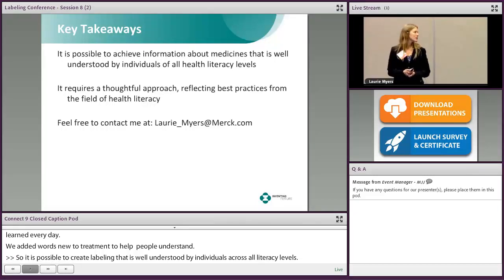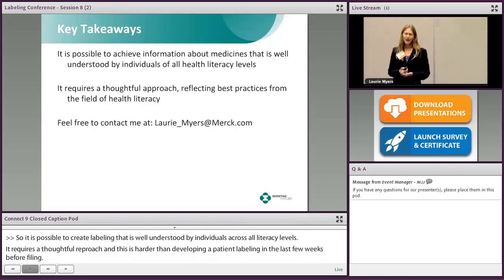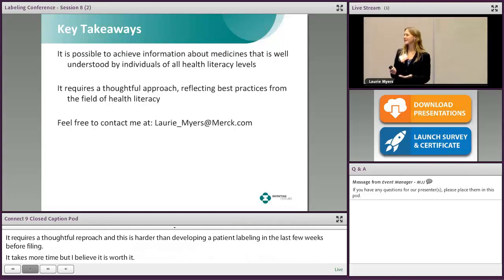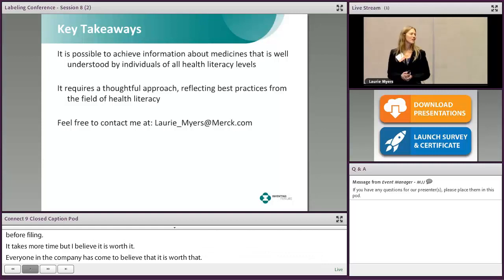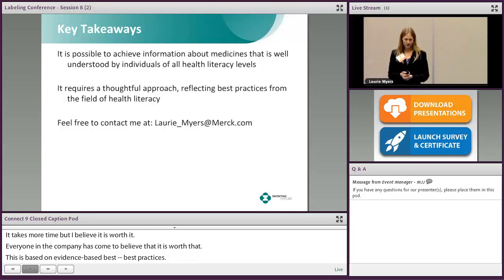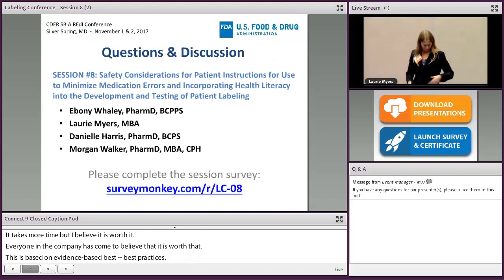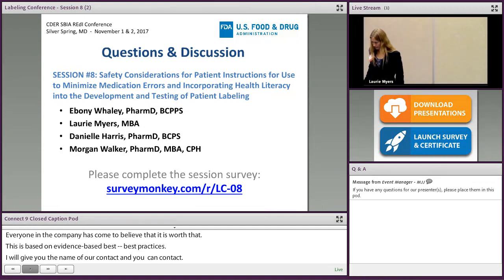I mean, this is harder than developing your patient labeling in the last few weeks before filing, right? It takes more time, but I really believe it's worth it. And I think everyone in our company has come to believe that this is absolutely worth it. And again, this is based on evidence-based best practices. And I'm happy to talk to anybody who's interested. I'll give you the name of our contact at Schlesinger. I mean, really, this is something it would make me thrilled if every company did the same process. So thank you.